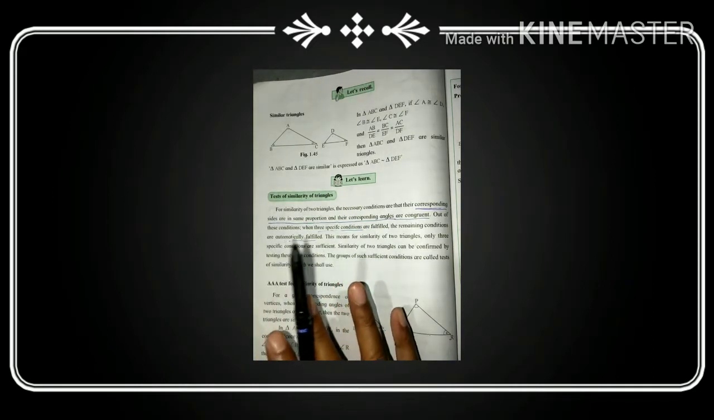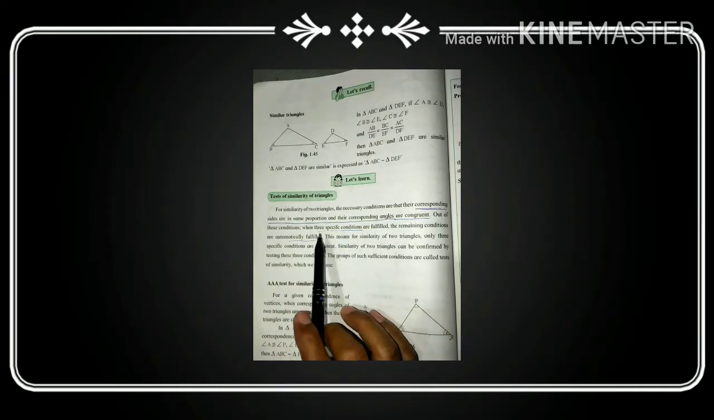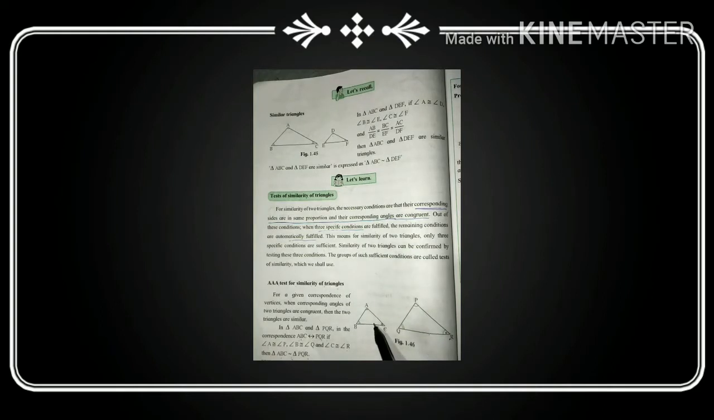In this total set of conditions, only three conditions are very important. When they are fulfilled, all conditions are automatically fulfilled, and hence the first test is the angle test, or AAA test, for the similarity of triangles. In these conditions, two triangles are given, and the vertices of one triangle correspond to the vertices of the other triangle. Means what?